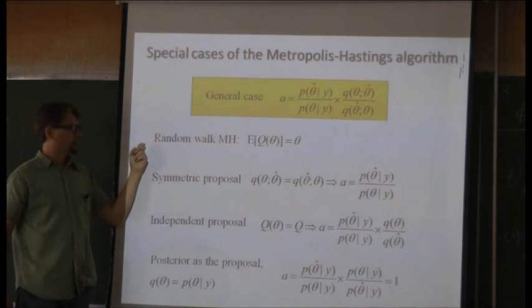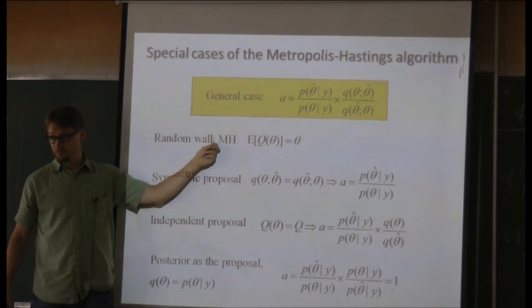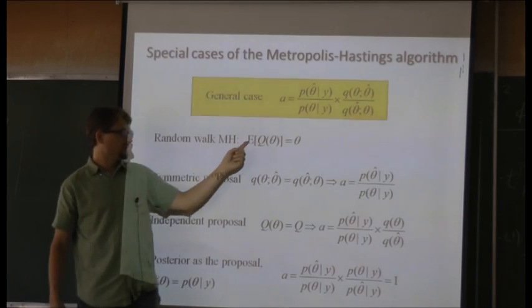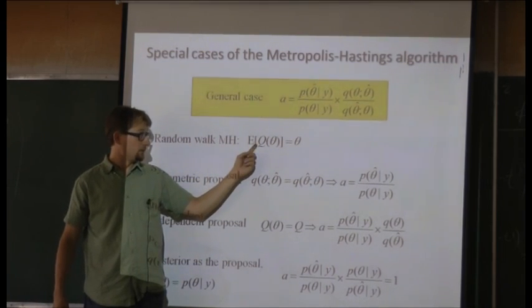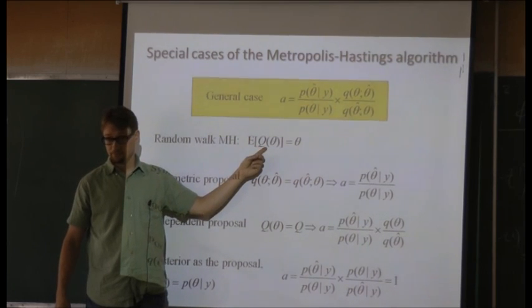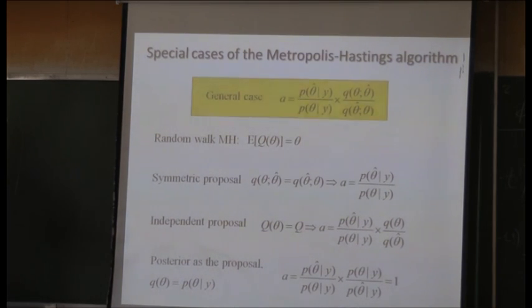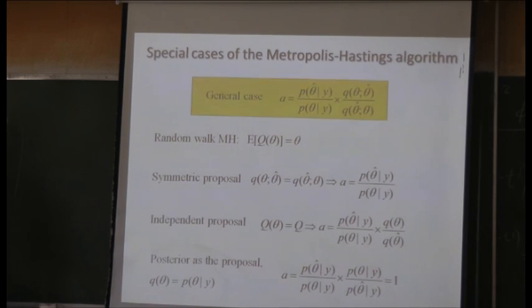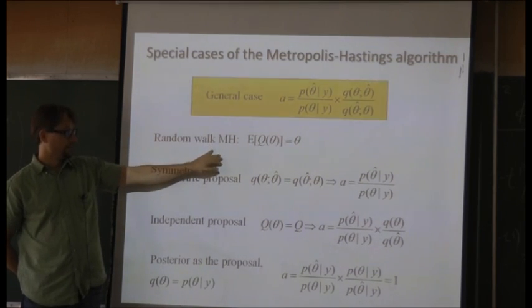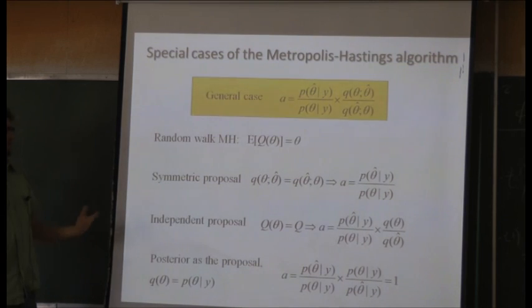Then we have something which is called the random walk Metropolis-Hastings. One definition for this is that the expected value of what you are going to propose is the present value. For example, if the new value that you are going to propose is normally distributed around the present value, then the expected value is the present value. So you are proposing a jump from the present value in some direction. That's why you could call this a random walk algorithm. So it's a random walk Metropolis-Hastings. This is something that we often use, but it's not the only case.